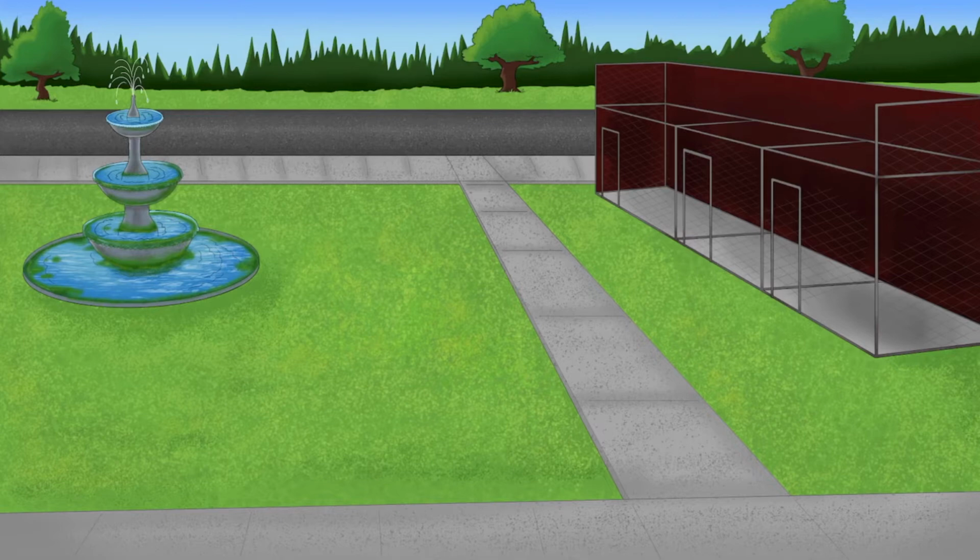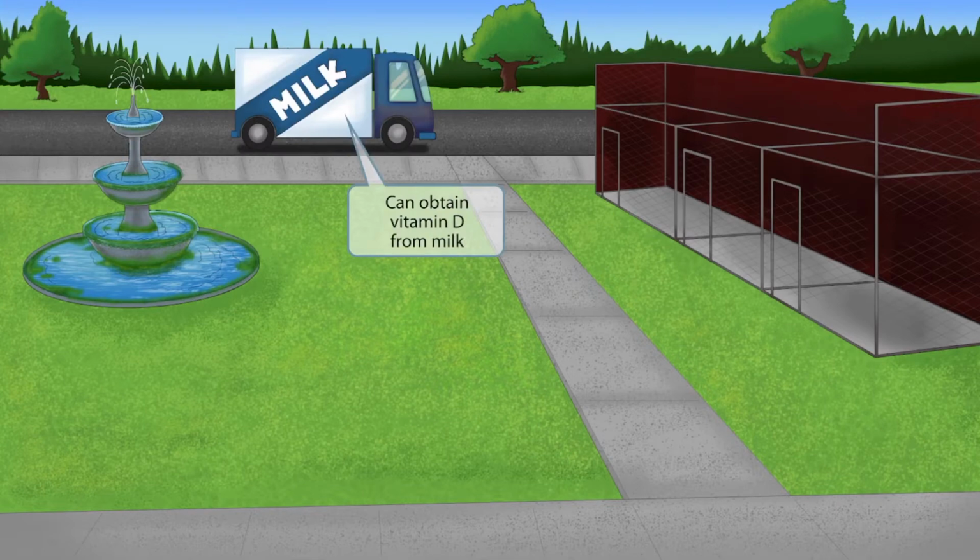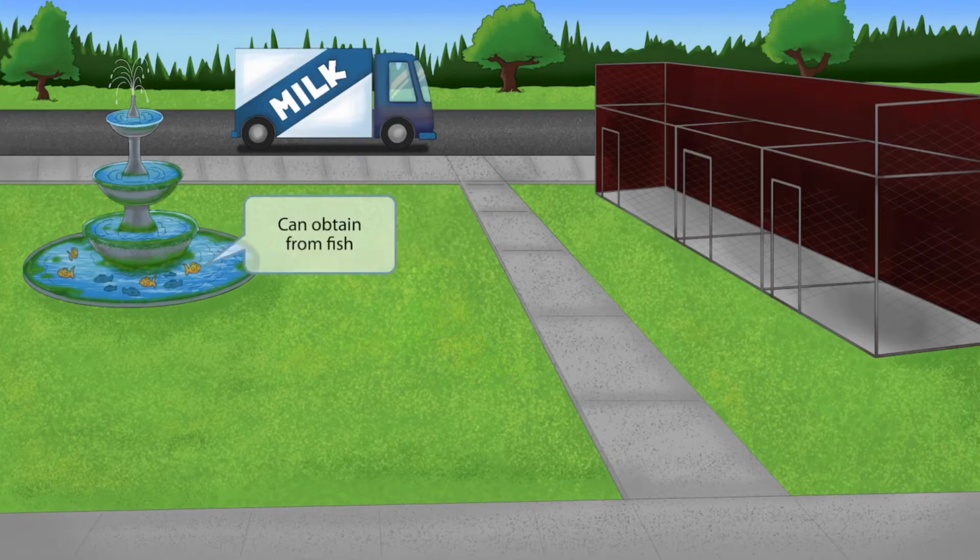We will start off by discussing how we obtain vitamin D for our bodies. Vitamin D can come from many sources, for example, from milk. See this nice milk truck driver delivering milk all around the neighborhood, giving vitamin D to all people. Now notice this awesome little fountain with fish in it.